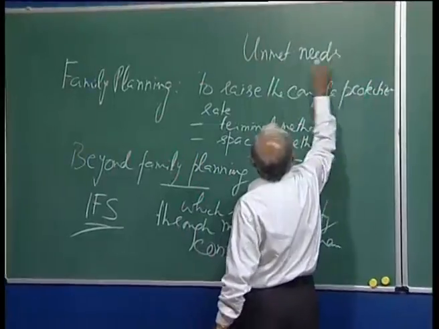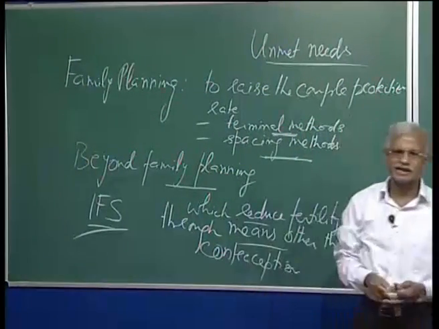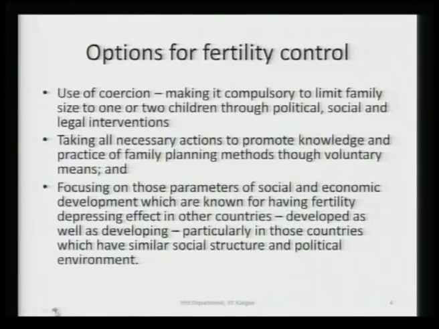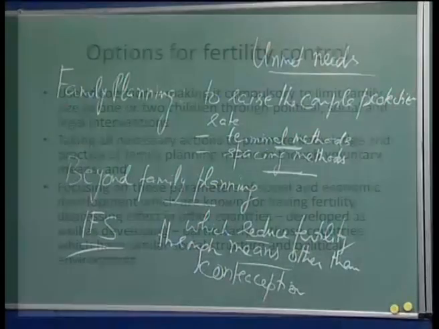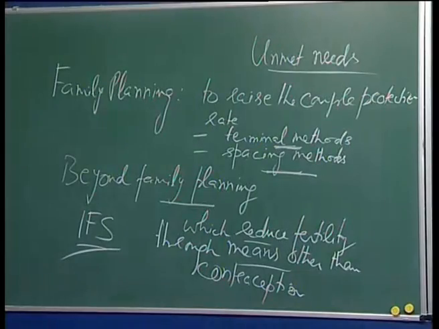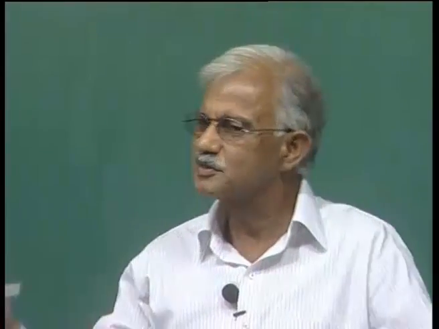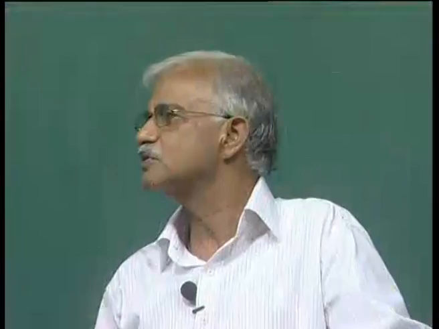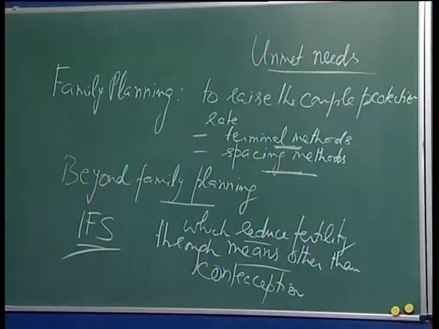It means there are several couples, lots of people in the country, who do not want to produce any child more. They have already produced their wanted family size, 2, 3, 4, whatever. Now they do not want to produce any child more, but still they are not using family planning methods. This is called unmet need, that they have a need, they do not want to produce any child more, but they are not using contraceptive methods. Then the issue is why?